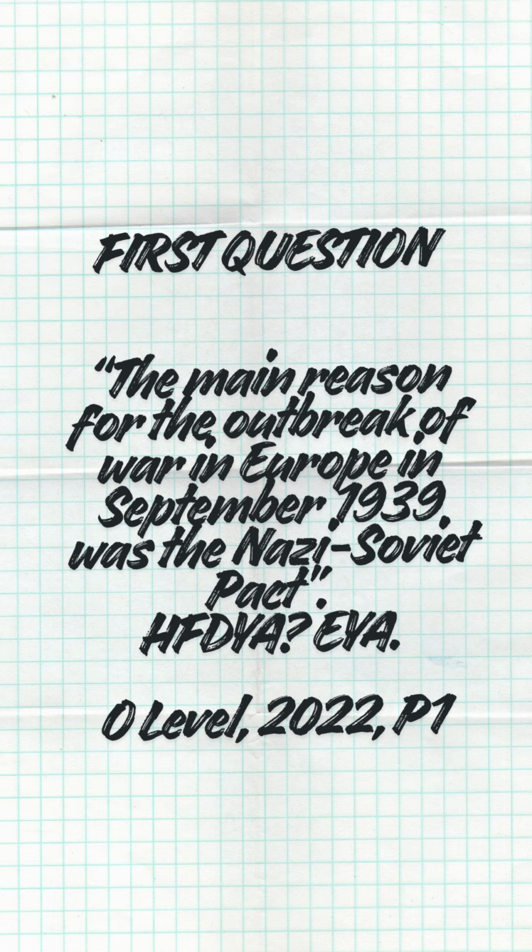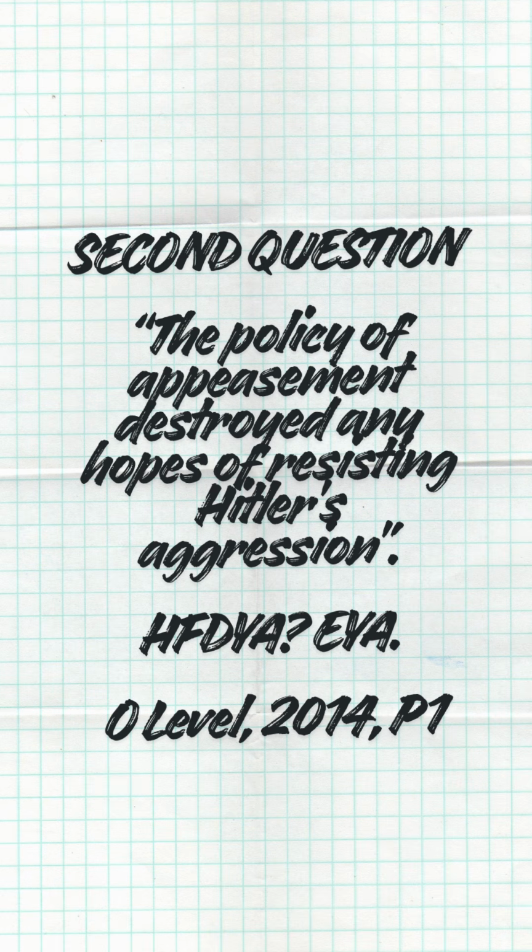In this first question from 2022, the given factor is the Nazi-Soviet Pact. The effect we are examining is the outbreak of war in Europe. In this 2014 question, the given factor is the policy of appeasement. You might be stumped by the phrasing, destroy any hopes of resisting Hitler's aggression. Here's the key, this is still an outbreak of war question. Why? Because the phrase, destroy any hopes of resisting Hitler's aggression, points to removing obstacles to Hitler's expansion, creating the conditions that made conflict unavoidable in Europe.